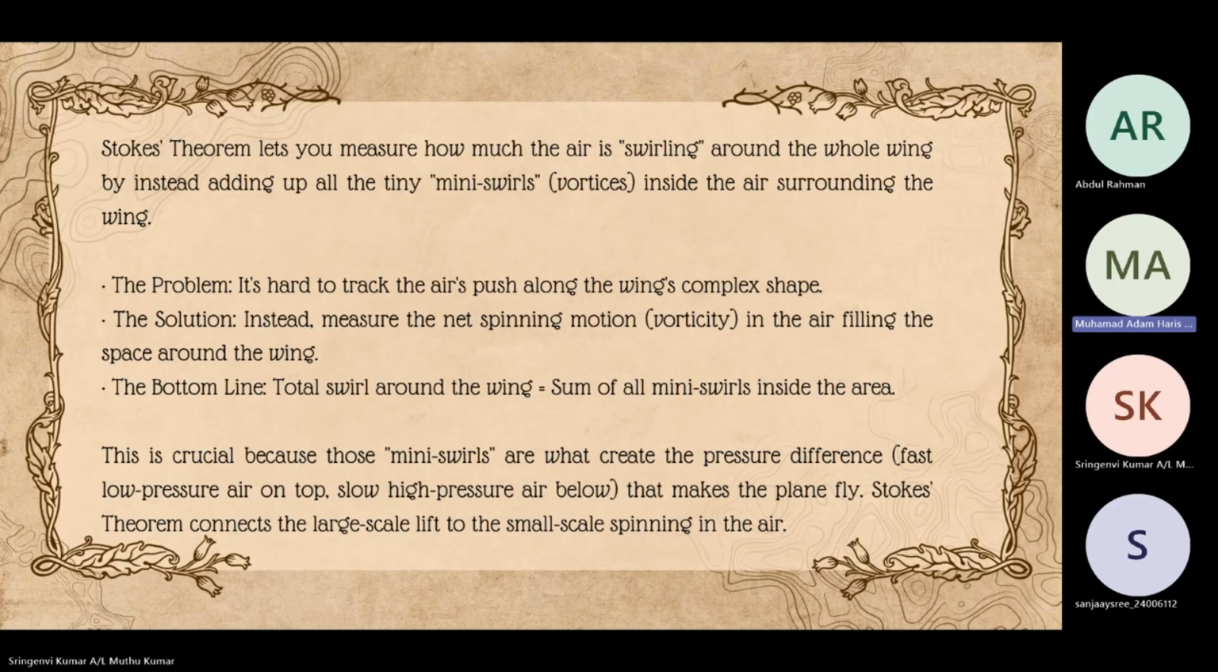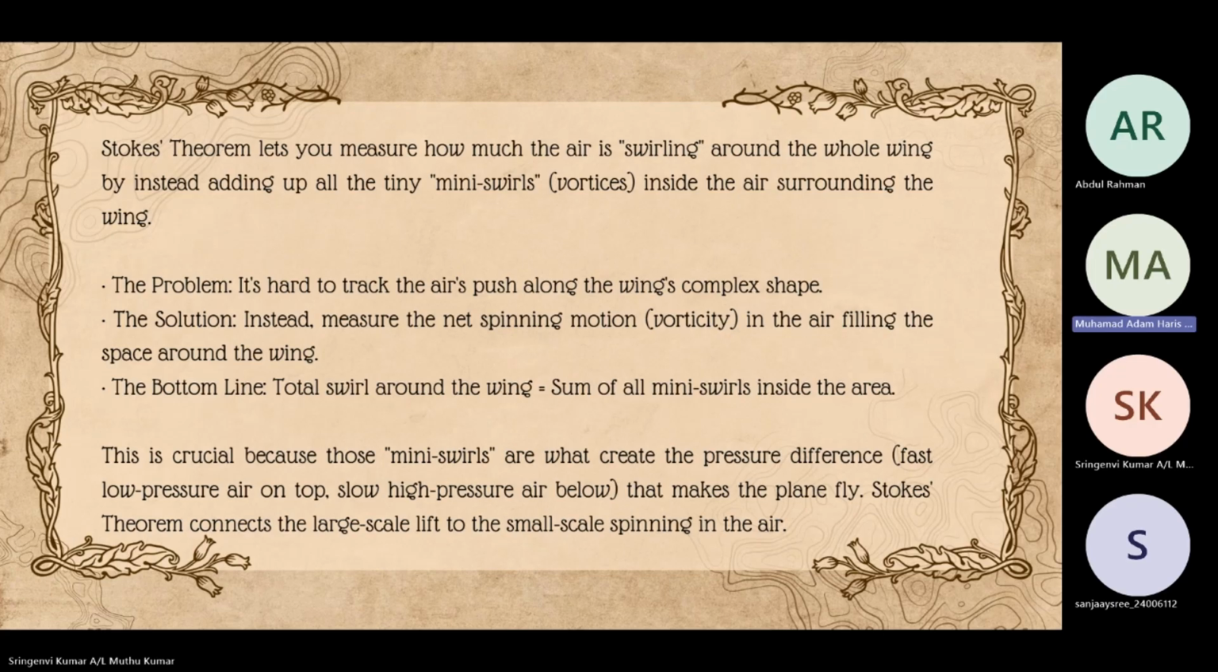Stokes theorem lets you measure how much the air is swirling around the whole wing by instead adding up the tiny mini swirls, vortices, inside the air surrounding the wing. So each region of the air flowing has its own mini swirls, which we call vortices, and Stokes theorem lets us calculate the whole region circulating the plane wing, that are overall vortices.